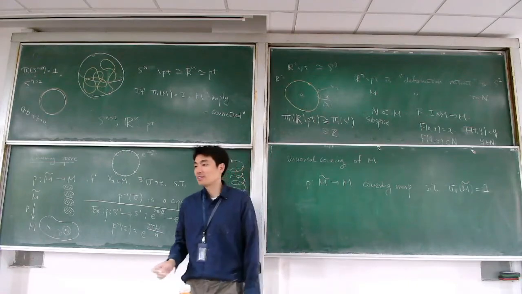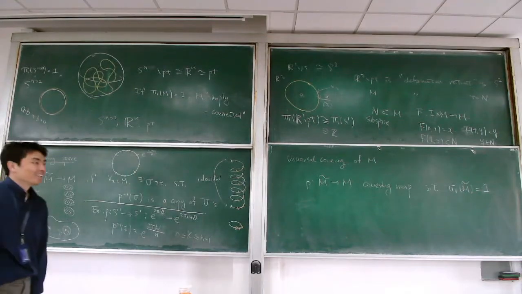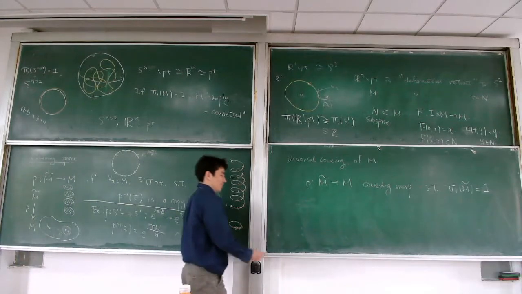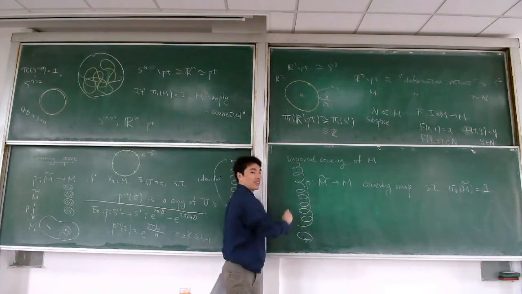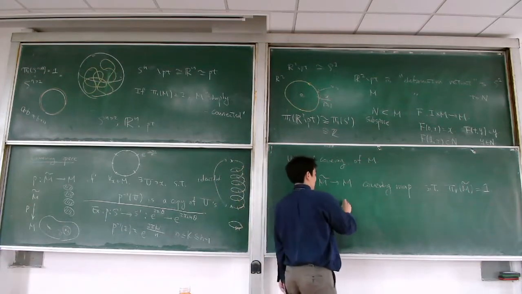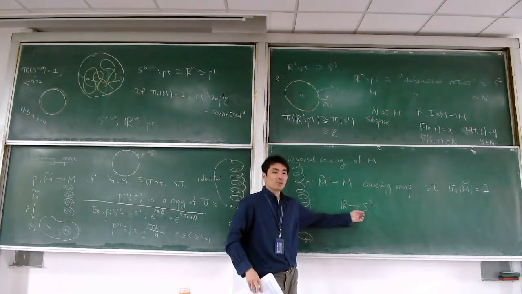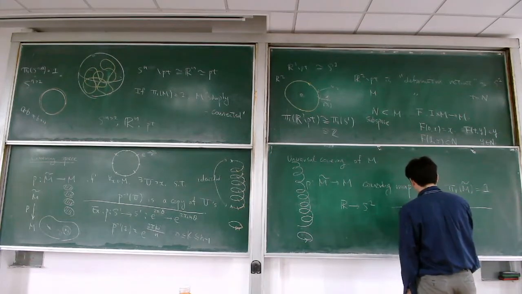What is the universal covering of S1? Given S1, do the covering forever. Since R is simply connected, it's a universal covering. So given R, just take the integers.